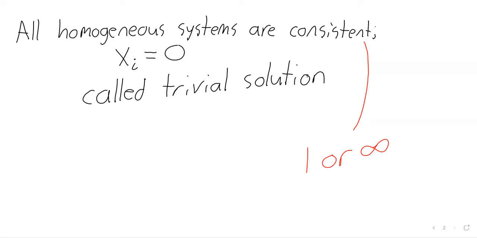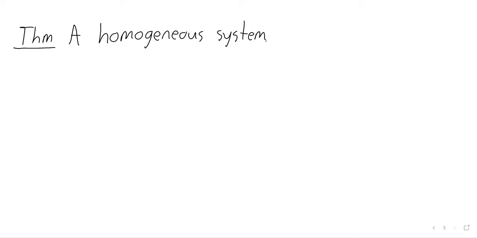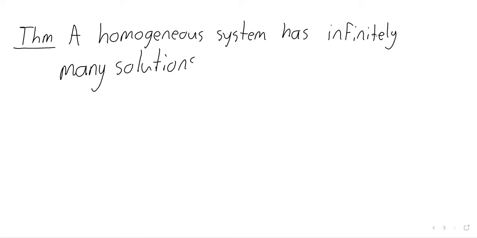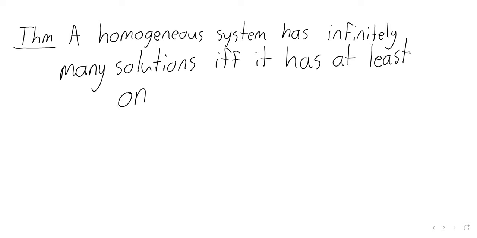And if we're interested in how many solutions a homogeneous system has, we can state it as a theorem. Theorem, a homogeneous system has infinitely many solutions if and only if it has at least one free variable.